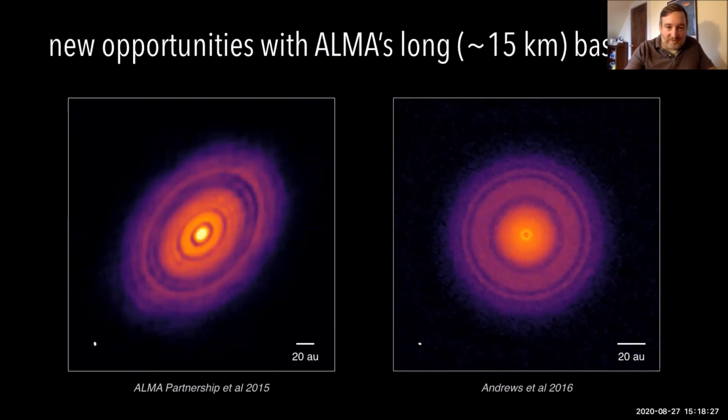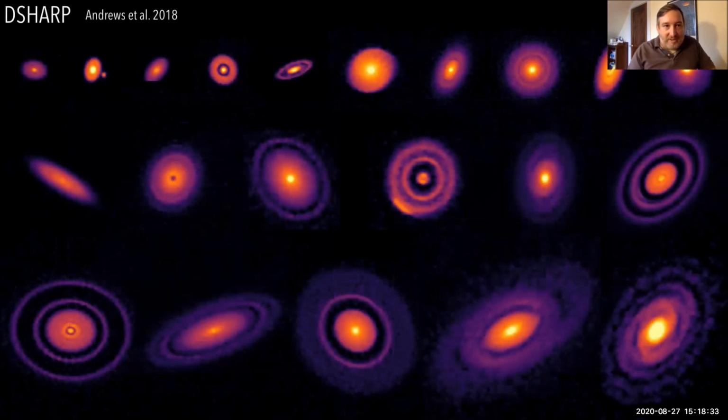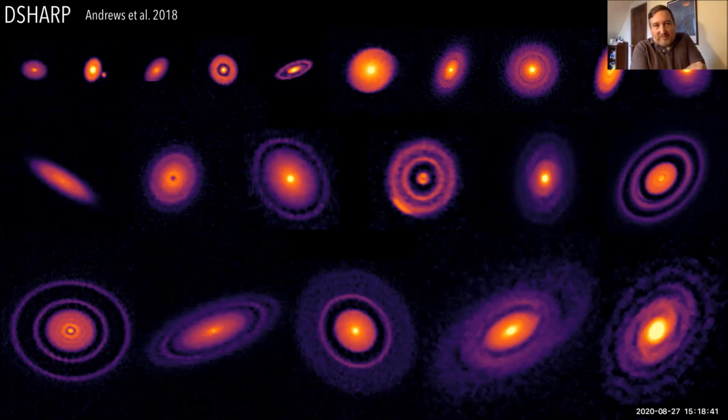So we proposed, as Andrea mentioned in the introduction, to do a large program to look at a lot of these disks. And that was this DSHARP program that I led with Andrea and Laura Perez and Kees Dullemond. So this is a gallery of the DSHARP disks, and they're actually shown here to physical scale. So you have quite a range of sizes and structures.